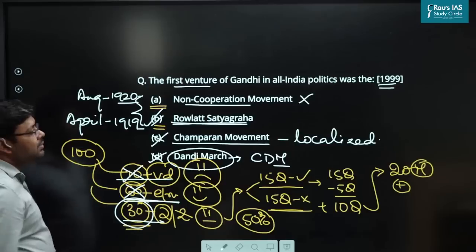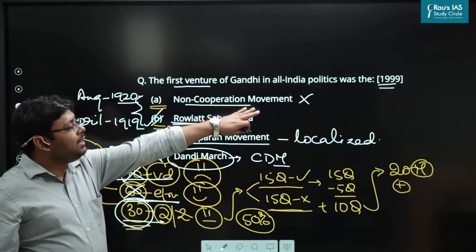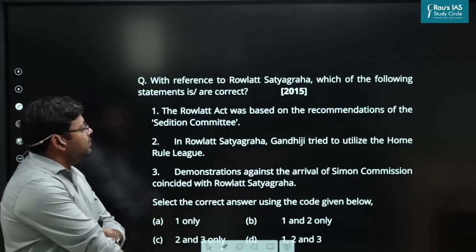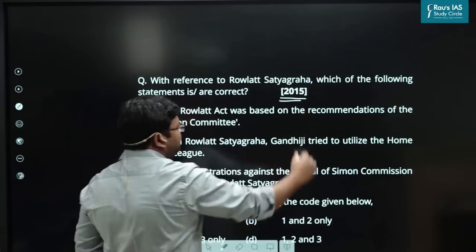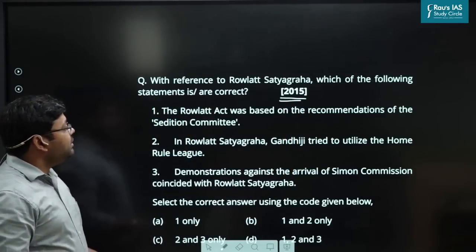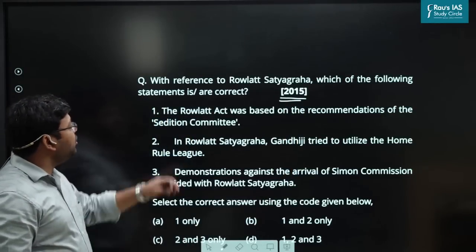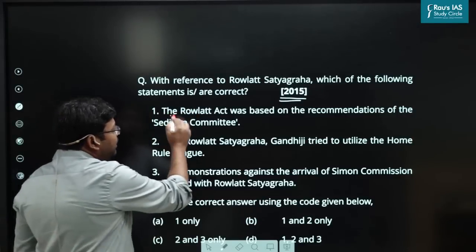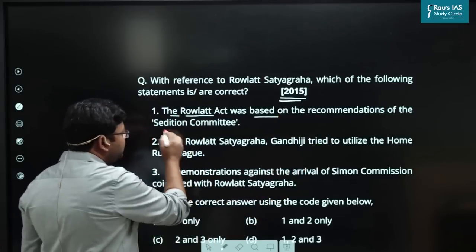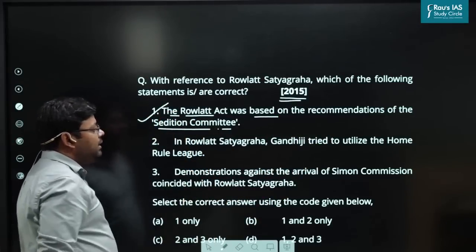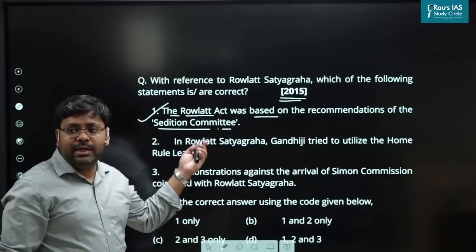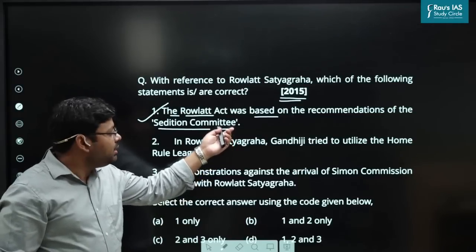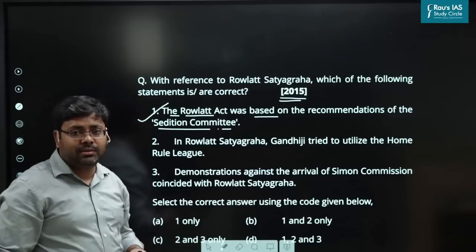The question was a very good question from the UPSC exam 1999. One more question from the 2015 UPSC exam. With reference to Rowlatt Satyagraha, which of the following statements is or are correct? First, Rowlatt Act was based on the recommendations of Sedition Committee. True it is. Sedition Committee, just now we discussed, 1917 was appointed under Sidney Rowlatt. The recommendations became the basis of Rowlatt Act.